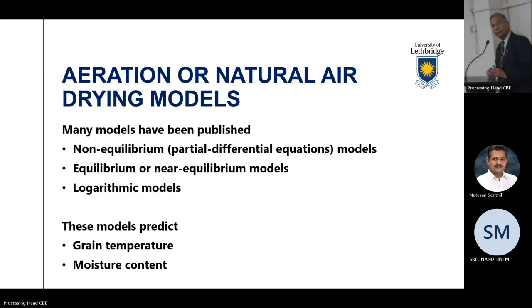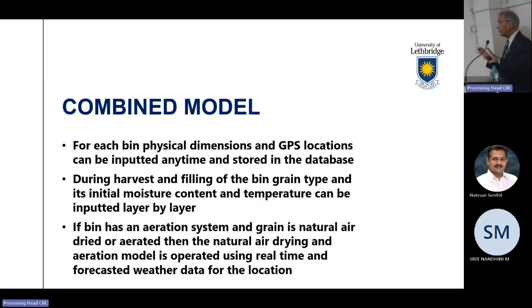Next. So once you have those 2 mathematical models working together, we can call it a combined model, or model 1 and model 2, but combined model. So how would it work in making the decision? For each bin, physical dimensions, like what size it is, what material it is, you only need to input that once in the database. And the GPS location, and the GPS location is needed so the weather data can be used for that location when we are doing the mathematical model prediction. And they are inputted at any time and then stored in the database. That doesn't have to be done every year, it only needs to be done once for the bin.